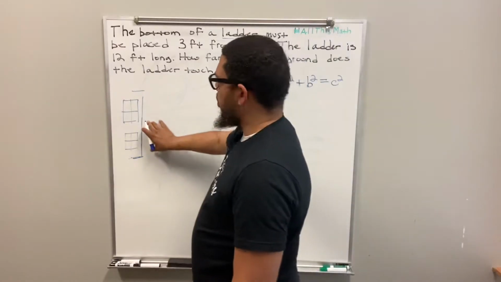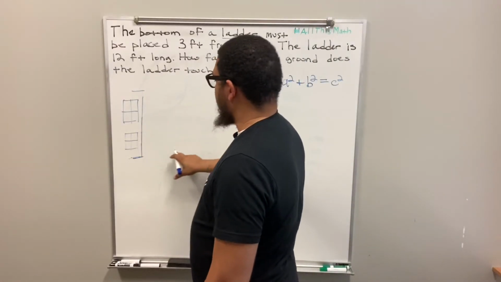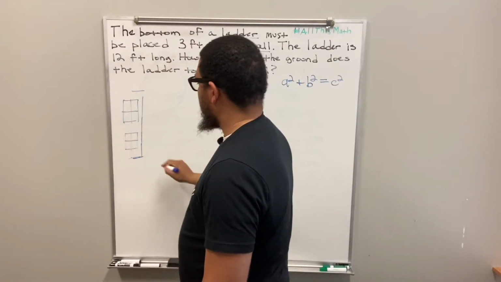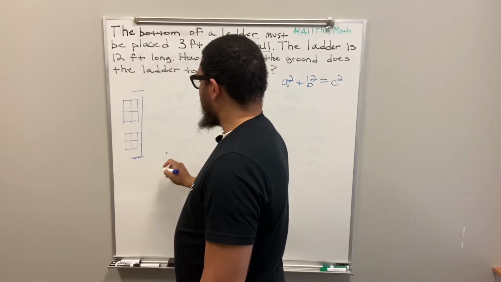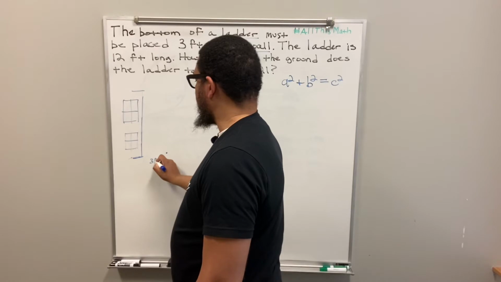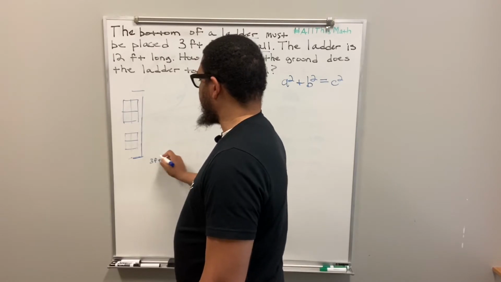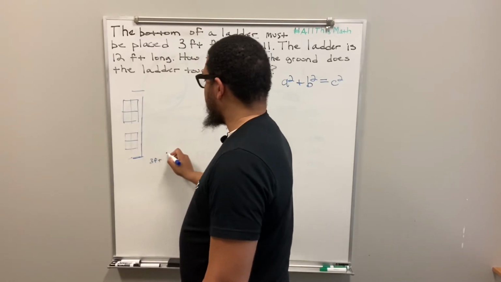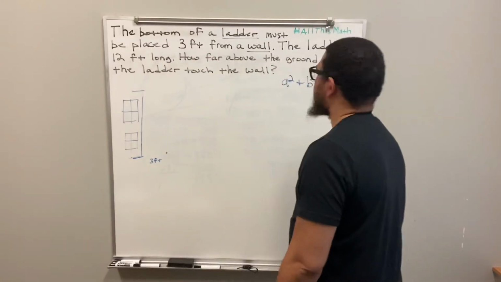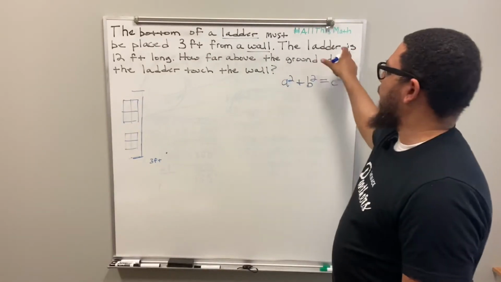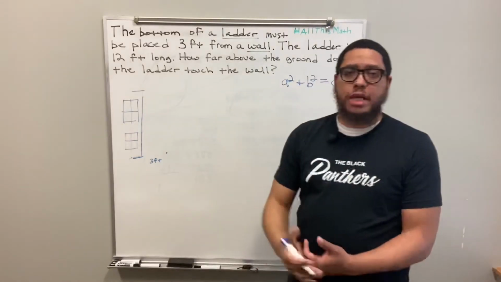So here's the wall, and the bottom of the ladder is going to go down here somewhere, right? So I'm going to draw a point out here, and I'm going to say that this is 3 feet. From here to here is 3 feet. So from the wall to the point where the bottom of the ladder is going to be is 3 feet. All right. Now, the ladder is 12 feet long. So the actual ladder itself is 12 feet long.